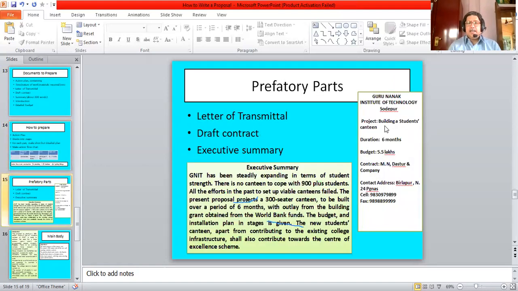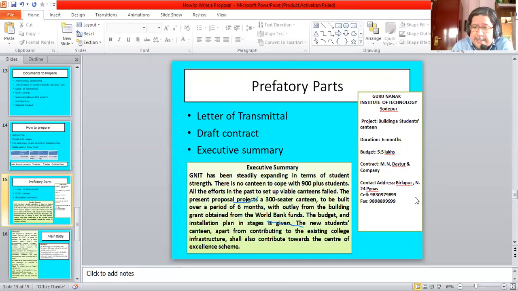Now, the prefatory parts: the letter of transmittal, the draft contract, and executive summary. Here we have a sample of the draft contract. As you can see to my right, the institution's name with letterhead is given on top. Then the name of the project, building a student's canteen. The duration of the project is given as 6 months. The budget is rupees 5.5 lakhs.